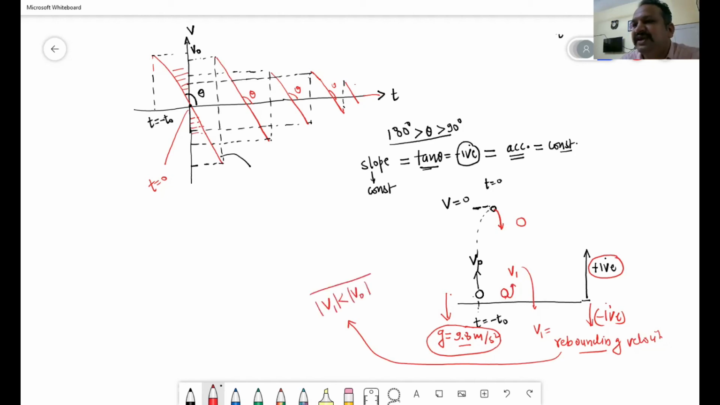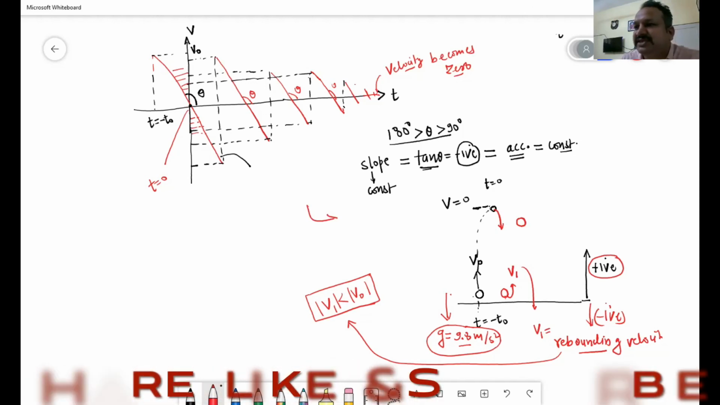So with each and every rebound, the velocity continuously decreases, and after some time you will see the velocity becomes zero after a certain time. So this is the actual real physical situation related to this graph.